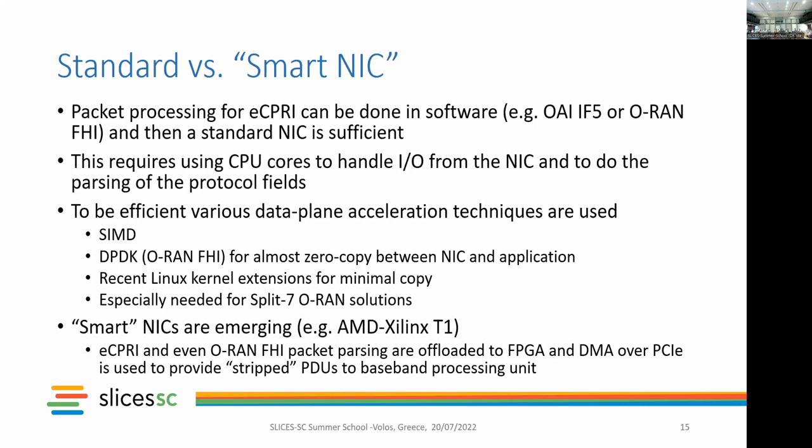But ultimately, this requires using CPU cores to handle the input and output from the network interface card and do the parsing of the protocol fields. So everything is on the main CPU cores. That's why Intel likes this so much, because that encourages you to buy machines with many cores. You can dedicate some of them to the input output, and everybody's happy. Question is the cost of the... now, to be efficient, the various data plane acceleration techniques, because it's done in software, are needed.